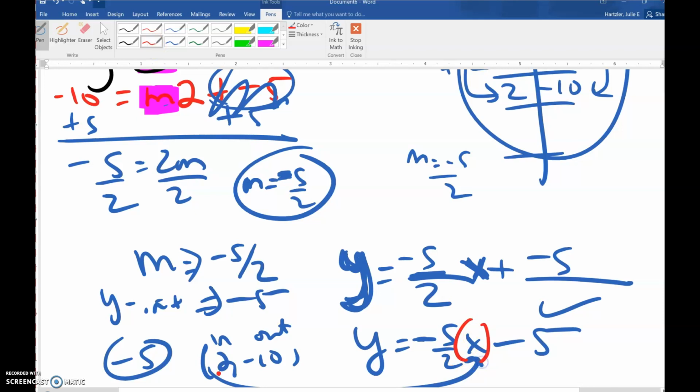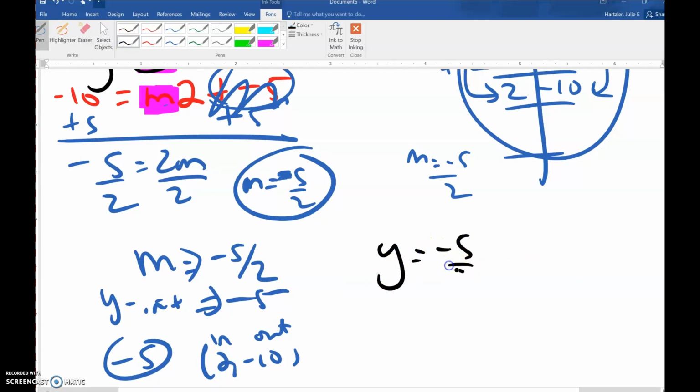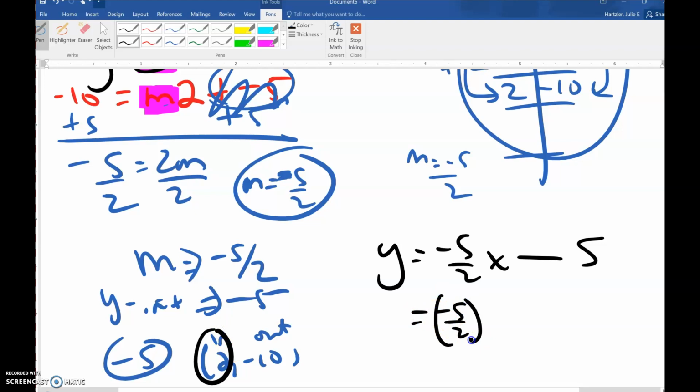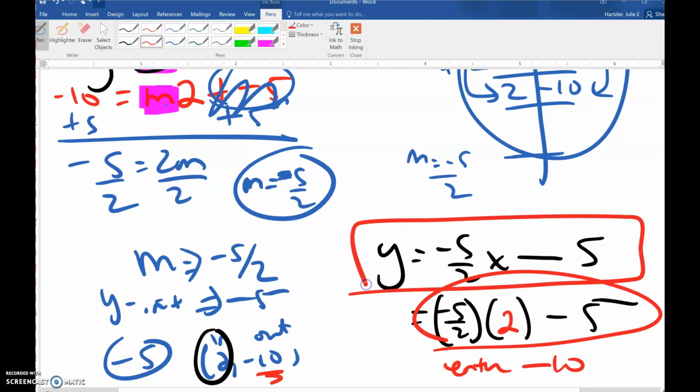So I can replace this x with what? An input of 2. So take -5/2 times 2 on your calculator and subtract the 5, and you should get -10. Okay? So again, our equation is y equals -5/2 x minus 5. So let's do this input. If I put that input into my formula, input 2, and you type this in your calculator and hit enter, you should get the output of -10, which you do. So then you know this equation is correct.